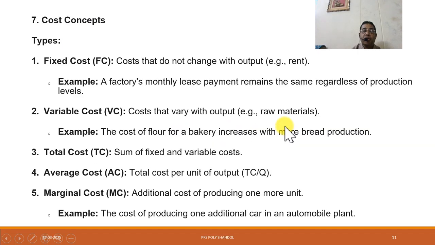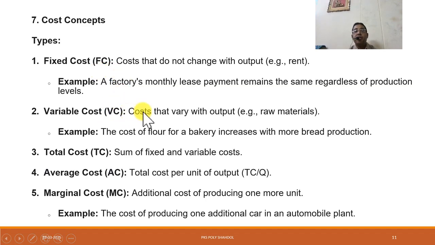What is the cost concept? How many types are there? First, fixed cost, variable cost, total cost, average cost, and marginal cost. So you have to be acquainted with this. Fixed cost means the cost that does not change with the output. For example, rent of the shop, factory, or land. This is the fixed cost. Factory monthly lease payment remains the same regardless of production level. Whether your production is higher or lower, this never changes. That's why it's called the fixed cost.